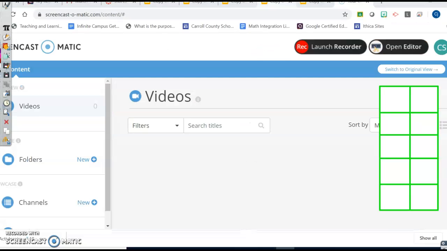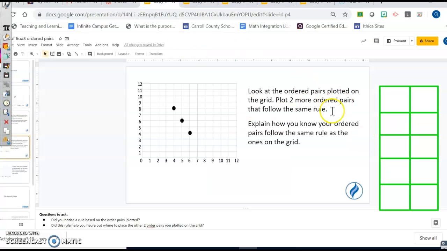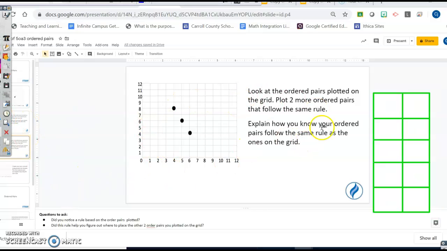Alright guys, so we're going to keep looking at that problem. I drew myself a little graph over here. Like we said, it says look at the ordered pairs. I'm going to type out my x's and y's. My first x would be 4 and my y would be 8. So my x coordinate is 4 and my y coordinate would be 8. So I'm going to put those here.